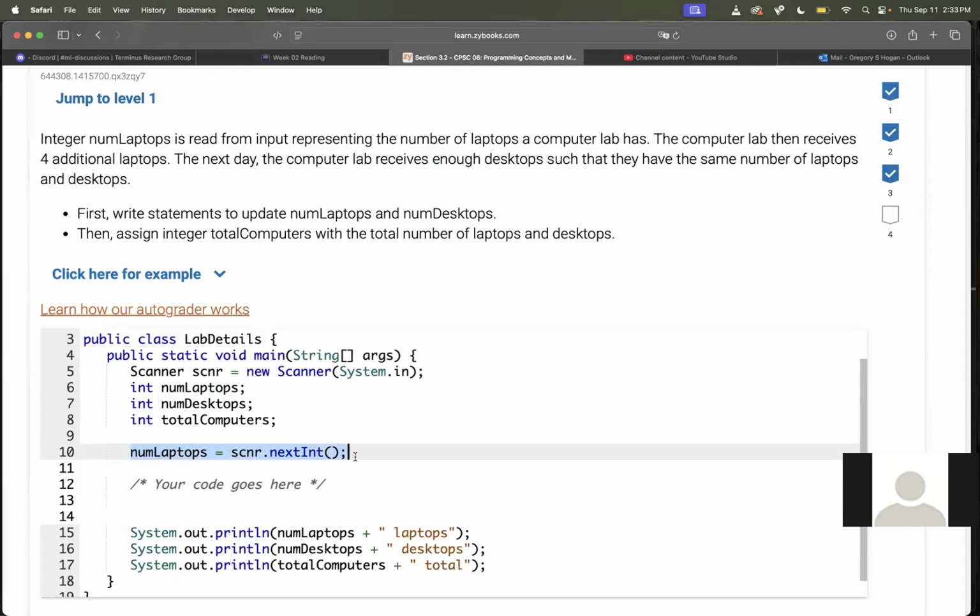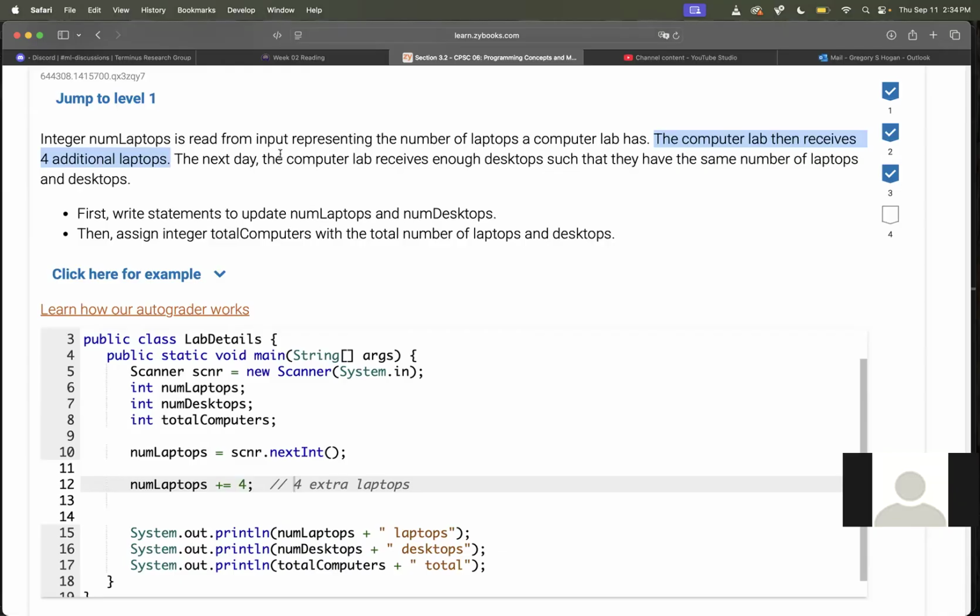Line 10 gives us a number of laptops. That's already been done. But then the next thing it says is the computer lab receives 4 additional laptops. So I think what they want us to do is add 4 to the number of laptops. What would that look like? It would be num laptops, I'll use this syntax, plus equals 4, right? That's going to be 4 extra laptops. So I did this line.